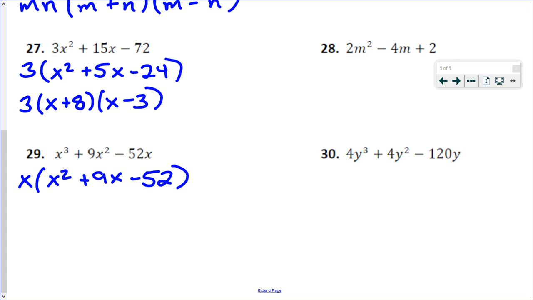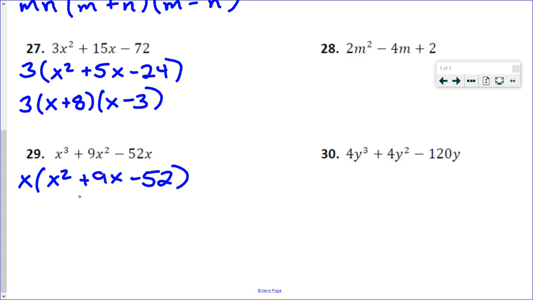So looking for two numbers that multiply to make negative 52 and add to make positive 9. So about 14 and 3. No, that doesn't work. Let's see, if you're not sure of factors, just start plugging numbers into your calculator. Let's see what we get.